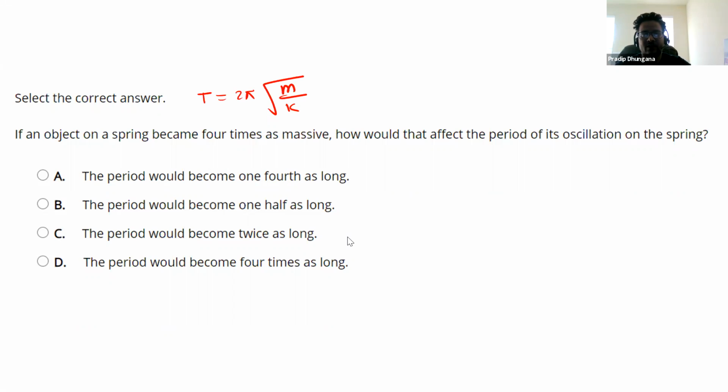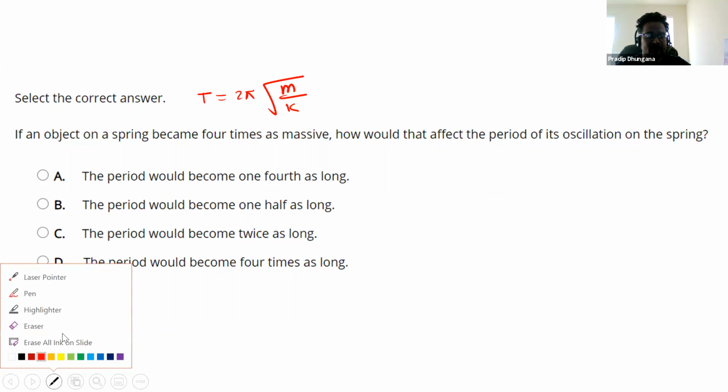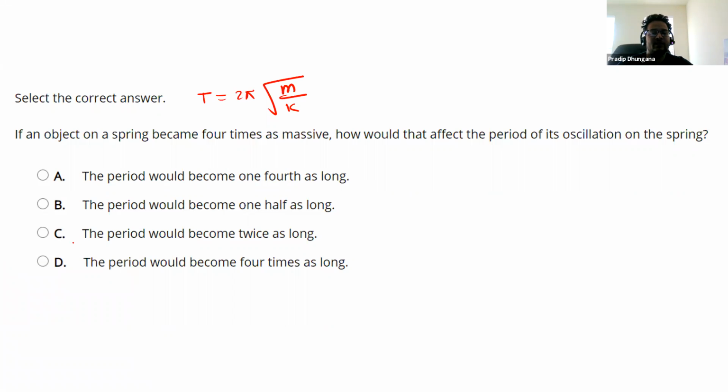Thank you very much. You have answered it correctly. So the correct choice is the period would become twice as long. Correct choice is C. And then let me explain it briefly. So period is directly proportional to the square root of m. And then if the spring becomes 4 times as massive, it is square root of 4 times m, and the square root of 4 is 2. So the period becomes twice as long.